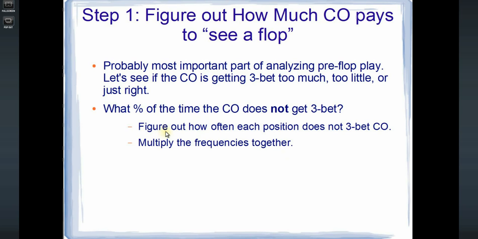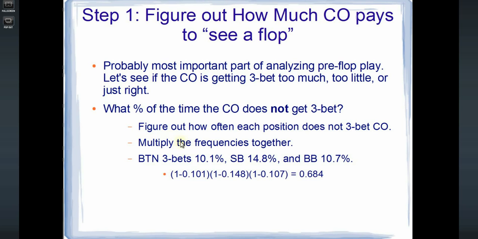So figure out how often each position does not 3-bet the cutoff and then multiply the frequencies together. So the button 3-bets 10.1%, the small blind 3-bets 14.8%, and the big blind 10.7%. So then we take the frequency of the time the button does not 3-bet, the frequency of the time the small blind does not 3-bet, and the frequency of the time the big blind does not 3-bet, and multiply them together, and we see that the cutoff does not get 3-bet 68.4% of the time. So then if the cutoff does not get 3-bet 68.4% of the time, the cutoff does get 3-bet 1 minus 0.684, or 31.6% of the time.